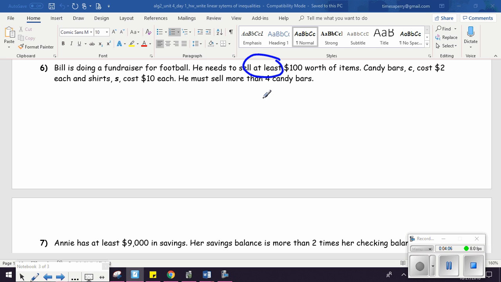So again, we're going to use greater than or equal to 100. We know that it's $2 times each candy bar, and we know it's $10 times each shirt, and the total cost of items can be greater than or equal to 100. Then it goes to say that he must sell more than 4 candy bars, so that means C by itself has to be greater than 4. And then we also know that shirts by itself is greater than or equal to 0 because you can't have a negative amount of shirts.